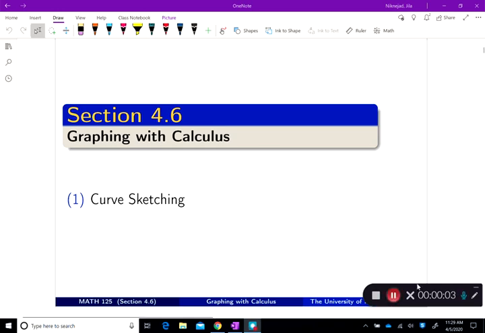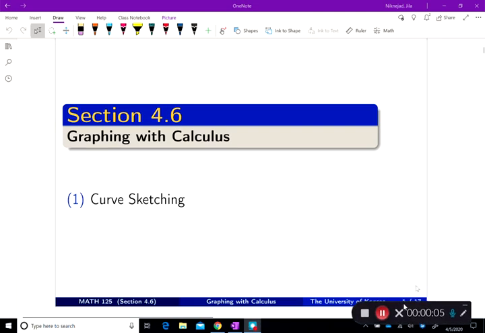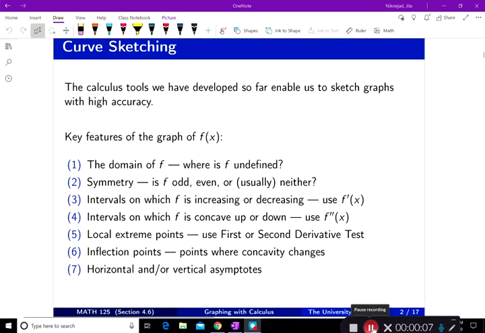We're starting section 4.6. This is curve sketching. The calculus tools that we have developed so far are going to enable us to sketch graphs of functions with high accuracy. Now we used to do this in pre-calculus a lot too, but we weren't able to say where there was a maximum, local minimum, and so on and so forth. So what you want to find is the key features of the graph.